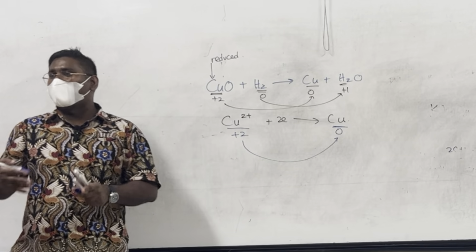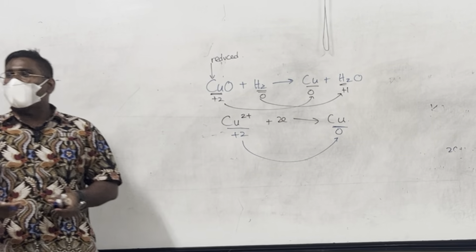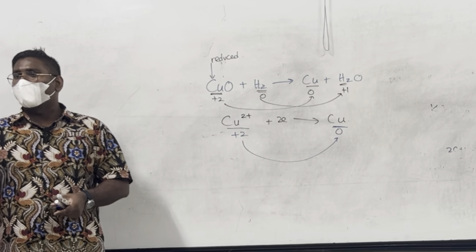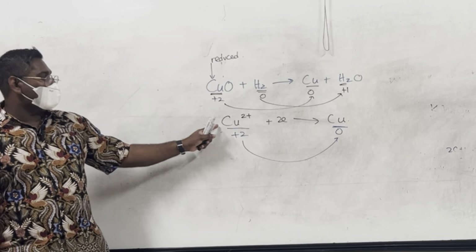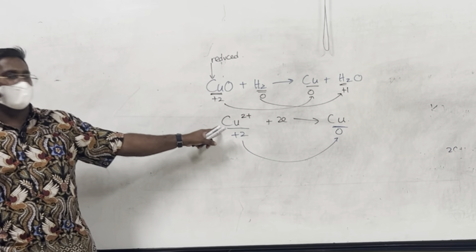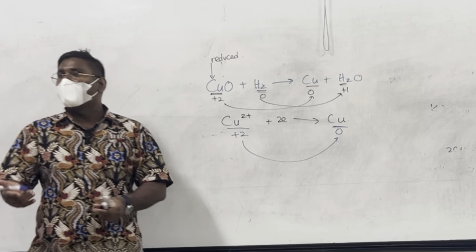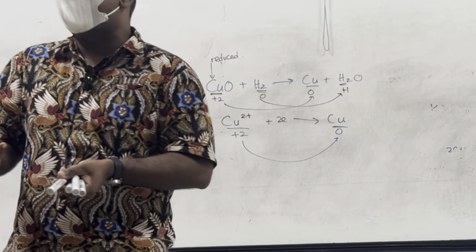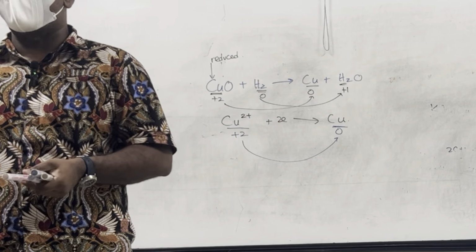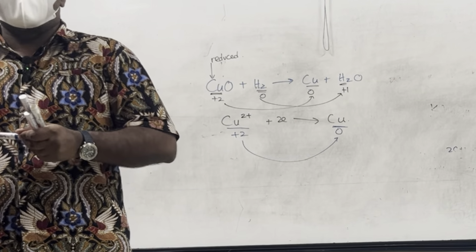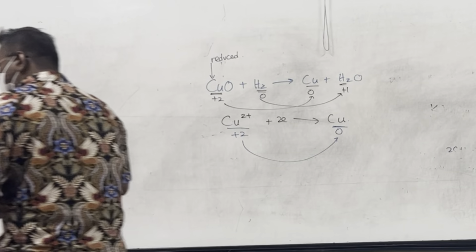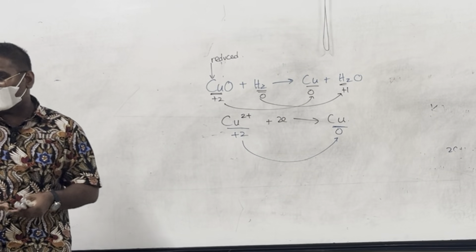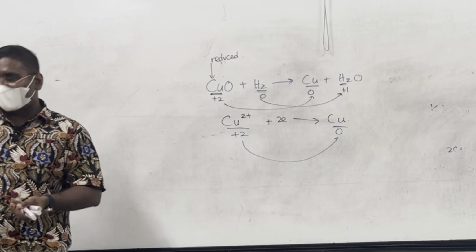And what do we learn under reduce? Reduce means OIL RIG. RIG: reduction is gain of electrons. You see, this is gaining electrons. So you can use oxidation number in everything. This is very important. Now, I'll teach you one more important thing, maybe two important things.